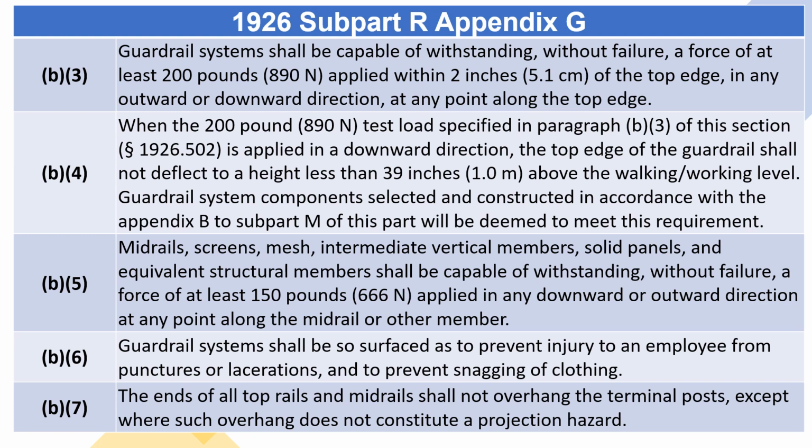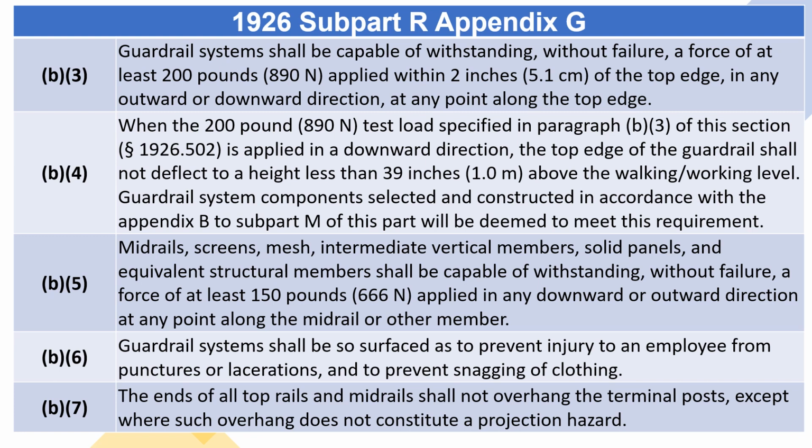B.5. Mid-rails, screens, mesh, intermediate vertical members, solid panels, and equivalent structural members shall be capable of withstanding, without failure, a force of at least 150 pounds, 666 N, applied in any downward or outward direction at any point along the mid-rail or other member. B.6. Guardrail systems shall be so surfaced as to prevent injury to an employee from punctures or lacerations, and to prevent snagging of clothing.